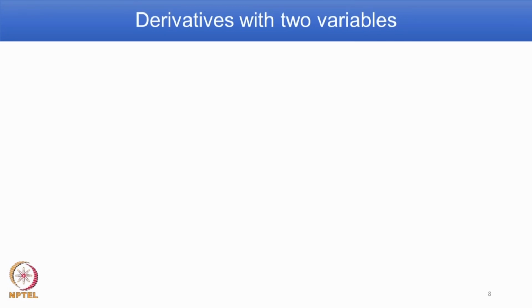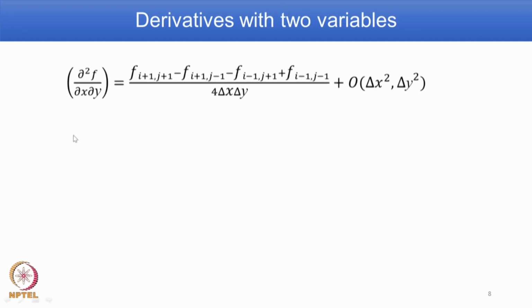In the last slide we had seen how to obtain different schemes for the mixed derivative. I rewrite that formula here again: dou squared f by dou x dou y equal to f at i plus 1 j plus 1 minus f at i plus 1 j minus 1 minus f at i minus 1 j plus 1 plus f at i minus 1 j minus 1, divided by 4 delta x delta y, and this is of the order delta x squared and delta y squared.